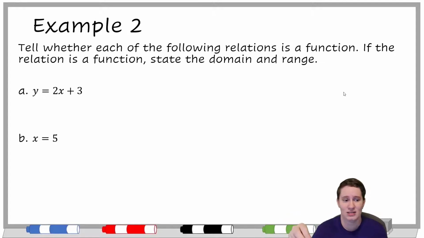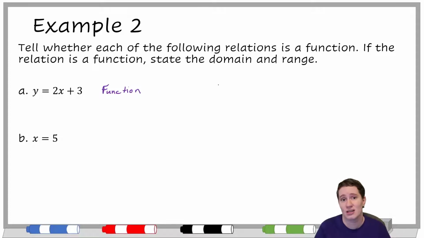But the other idea is to say, if I put a number in for X, how many answers am I going to get for Y? Is there a thing that would cause me to get more than one answer for Y? And think about it. If I plug in 1, I get 5. If I plug in 2, I get 7. I keep getting one output every time I input something. That's because it's a function. So however you want to think of it, whether you want to just look at the graph, that's fine. But this is a function.